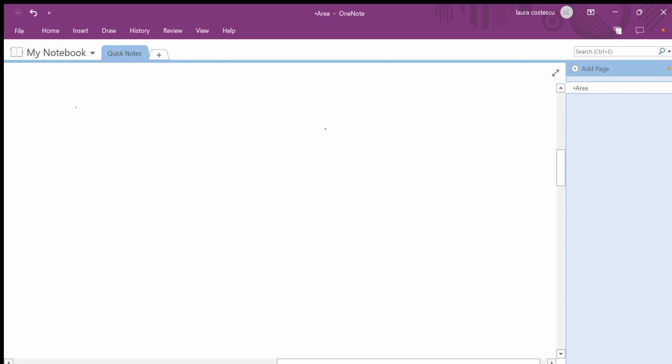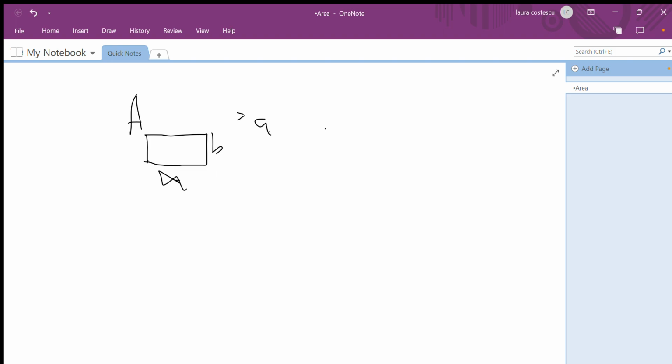Now, let's try something similar. But what's the area of a rectangle? Okay, what's the area of this? Well, the area of this, let's call the length A and the width B, will just equal, well, guess, A times B. A times B.